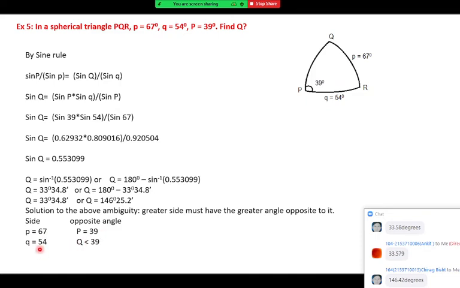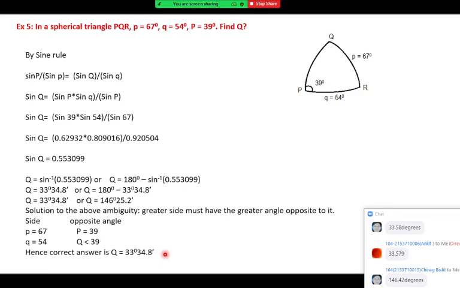So Q is 54, which is smaller than small p. So that capital Q should be less than 39, and we should have that answer. That is 33 degree 34.8 minute, and that's the end of the question then. Is that clear?